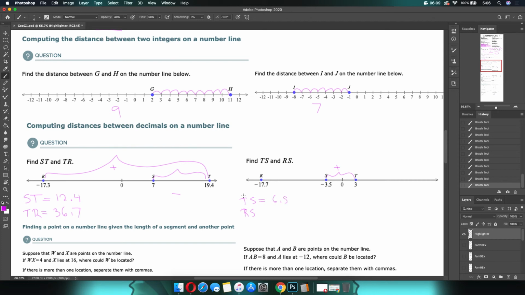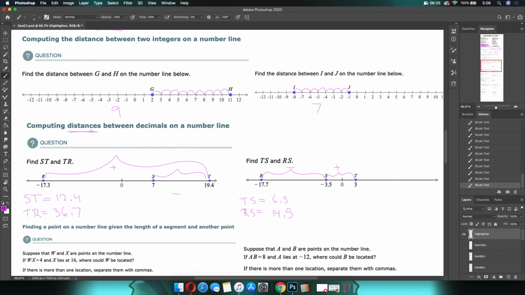And then what are we looking for? RS. RS, these are on the same side of the zero, so that's going to be subtraction. 17 minus 3 is going to be 14.5. Okay, so far so good.